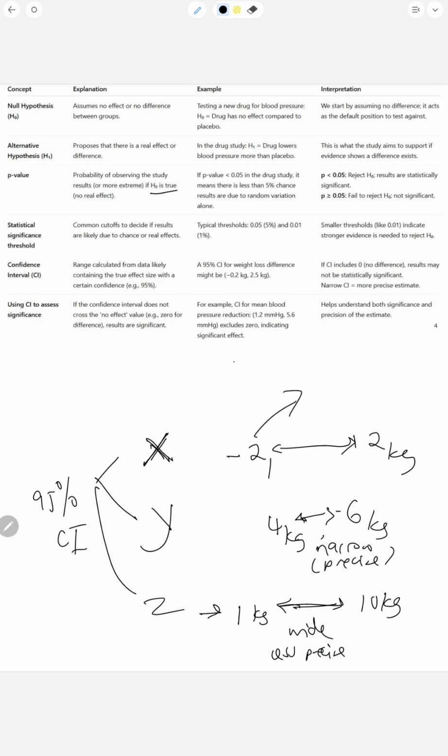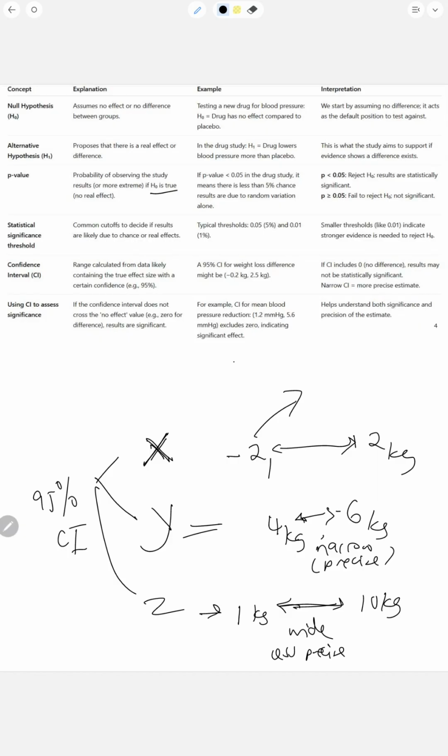And how would you interpret this? What we can conclude from drug Y is that with this confidence interval, it lowers the weight from anywhere between 4 kg and 6 kg. We're 95% sure it lowers it anywhere between this. Not 4 kg exactly, not 6 kg exactly, not 5 kg, somewhere in between.